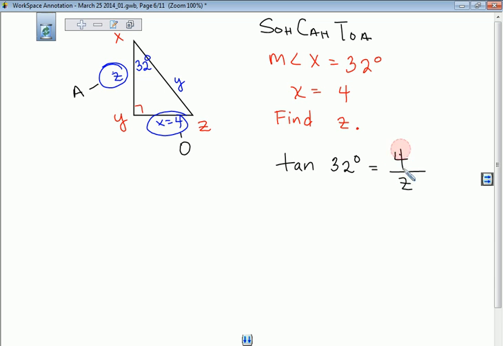Okay, so now this time the variable's in the denominator. Still not difficult. We just have to get it out of the denominator. So to lift this out of the denominator, we'll multiply both sides by z. And it's out of the denominator. So now we have z times tangent of 32 degrees is equal to 4. So now what will we do to solve for z? Divide by tangent of 32.